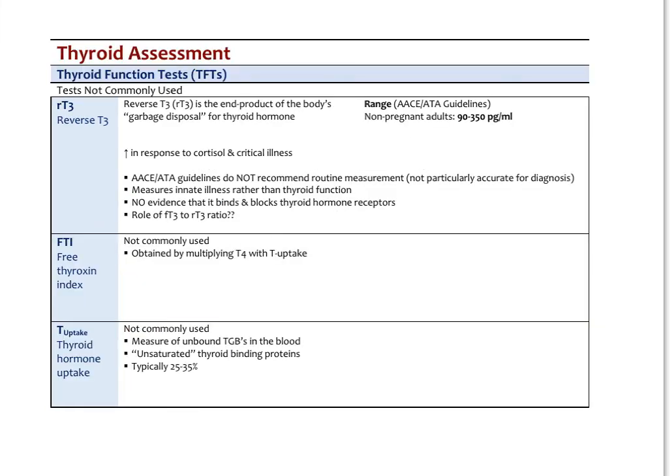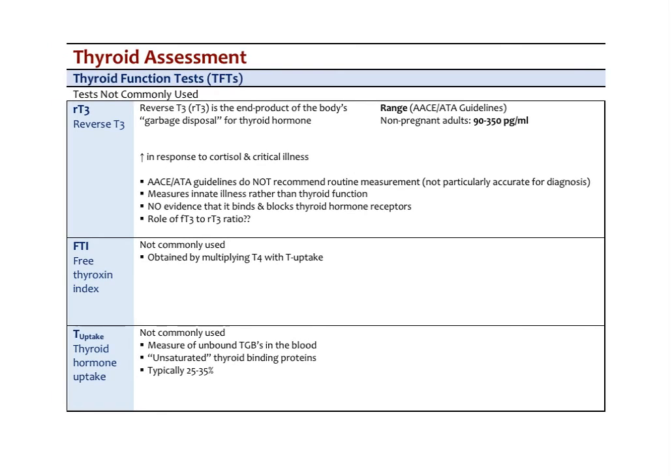I'll just mention a couple other tests here, other thyroid function tests. These are not as commonly used. We've already talked about reverse T3. Remember that reverse T3 is kind of the disposal form of thyroid. Once the body is finished with thyroid hormone T4 or T3, it's converted to reverse T3. This cannot bind to the thyroid receptor, and then it can be easily disposed of.